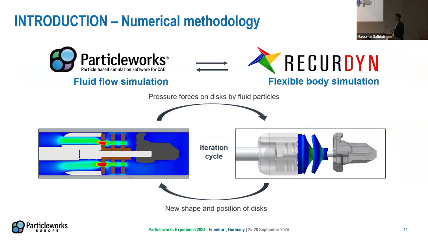So they are coupled, and for each iteration in the simulation, essentially, pressure forces on disks generated by the fluids are passed to Recurdyn. Then Recurdyn applies those forces on the free disks that you see here, and then the new shape and the new position of the disk is given back to Particleworks, and then the cycle continues. Okay, so this is the way we approach this problem.